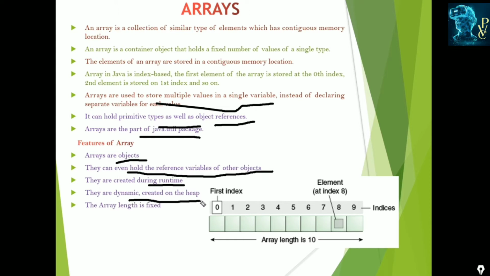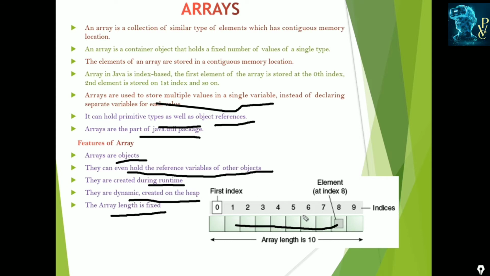Okay, dynamic means when we are executing, memory can be allocated, and the array length is fixed. Once these are declared and initialized, the size is fixed. This size cannot be changed. For example, this is an array of length 10. So the index always starts with 0. So 10 elements, 10 minus 1, up to the 9th index it can store. Like 0, 1, 2, like this, these are the stored elements. These are the indexes of the array.